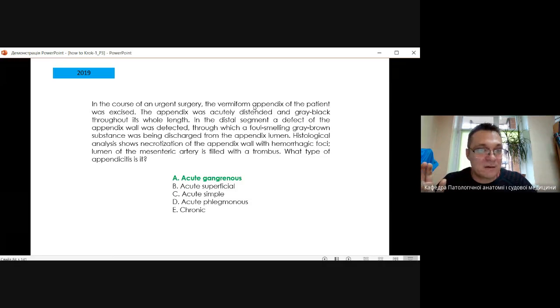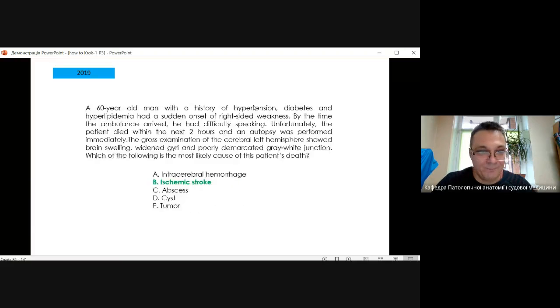Acute gangrenous appendicitis, because black color, because foul smelling, because there is the prominent necrosis. So that's why there's the gangrene.